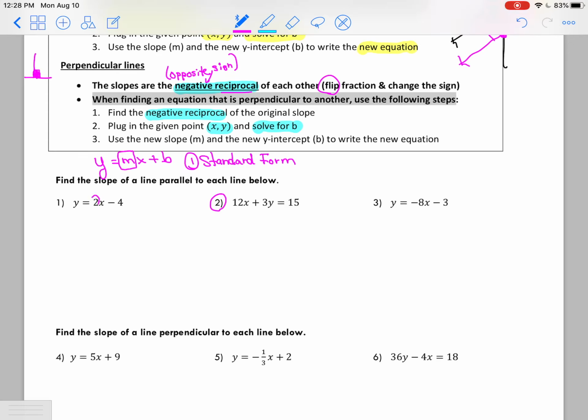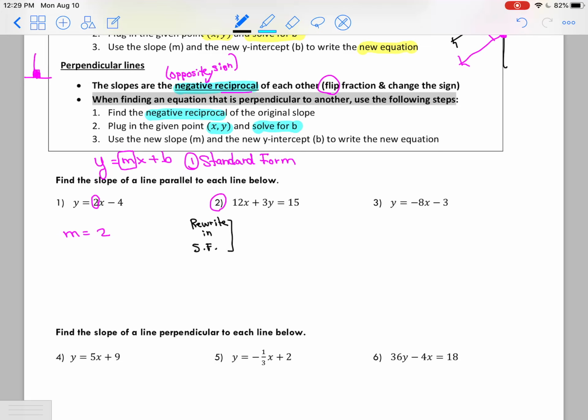In question number 1, we can see that the 2 is in that position. It's already in the right form. So a slope of a parallel line to this original would be 2 as well. It's the same slope. In question number 2, we just have a teeny bit of work to do. We need to rewrite this equation so that it is in slope-intercept form.